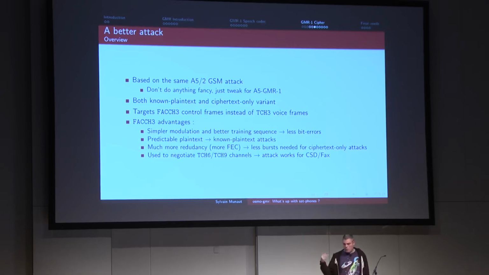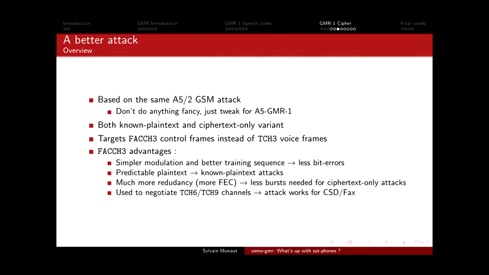And also, as a nice bonus that we discovered later, the FACCH3 control channel is also used to negotiate other types of channels, like the channels that are used when you send a fax or when you establish a data call over the satellite networks. It's actually negotiated using that type of control channel, which means the same attack can work to crack not only voice calls but also data calls and fax.